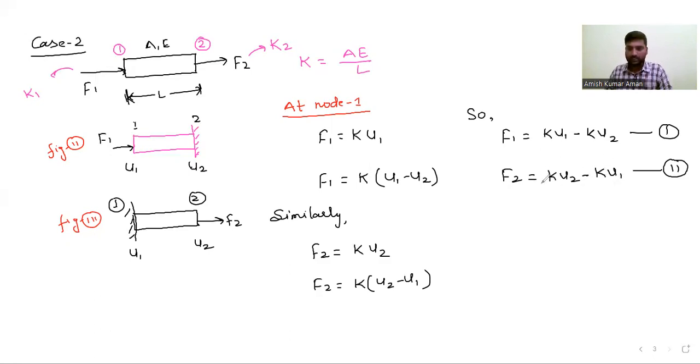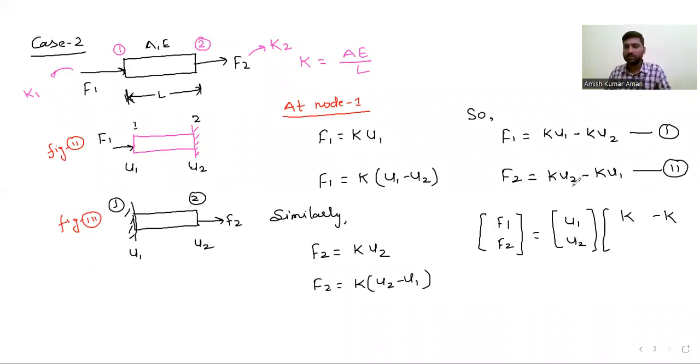Now, how can we represent this in matrix form? F1, F2 will be equal to, see here, U1, U2 is common. So we can take U1, U2 as common, then a stiffness matrix. Now for this row, what will be the value? K, minus K, K, minus K. Here again, this is U2. See, this will be plus in which term?